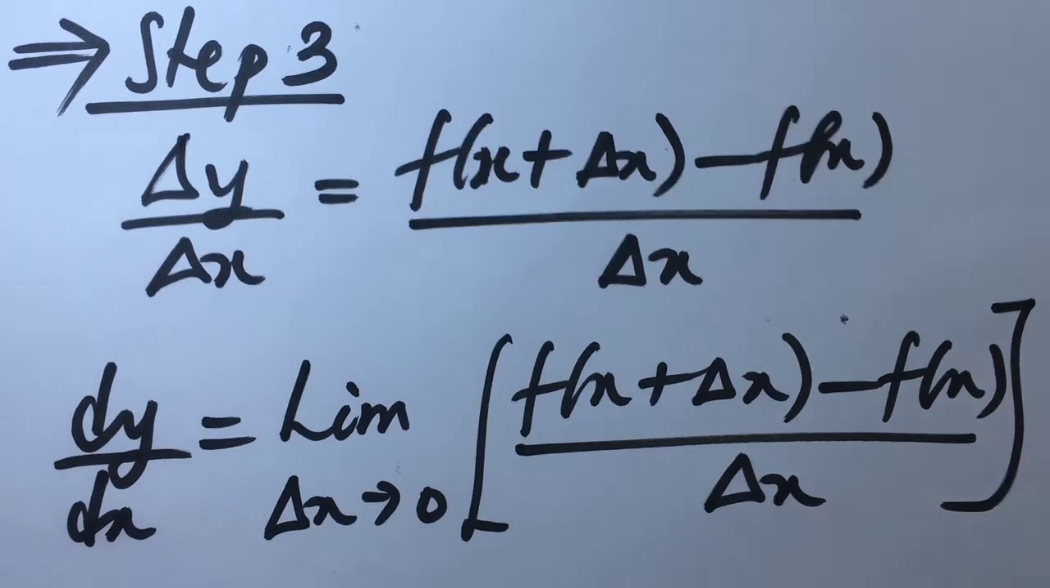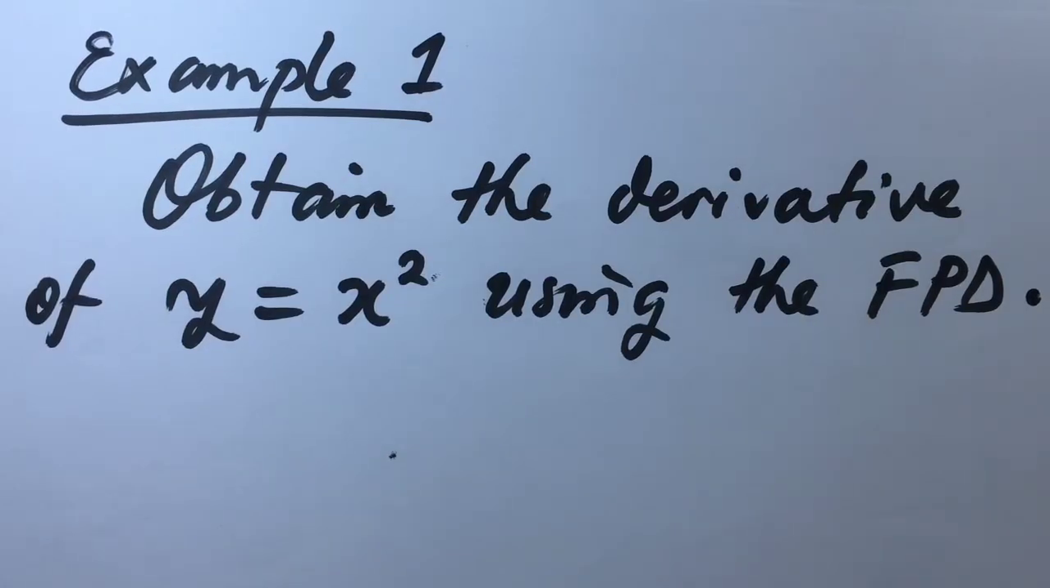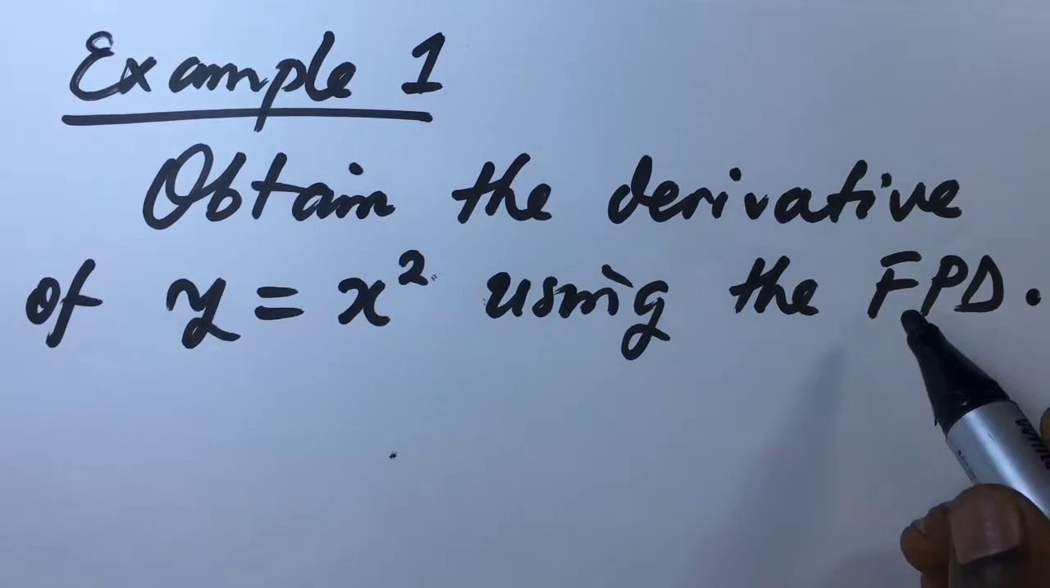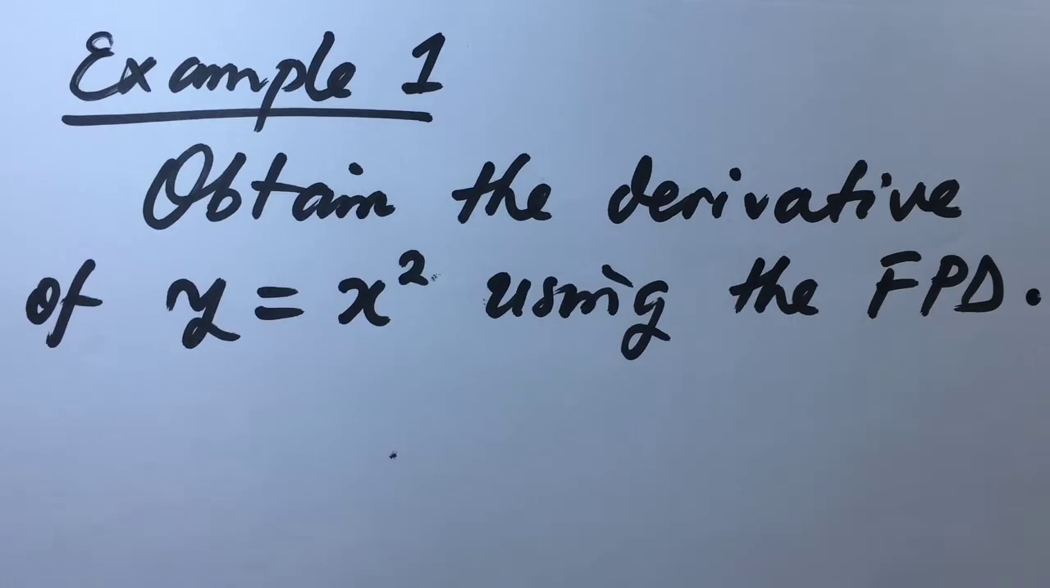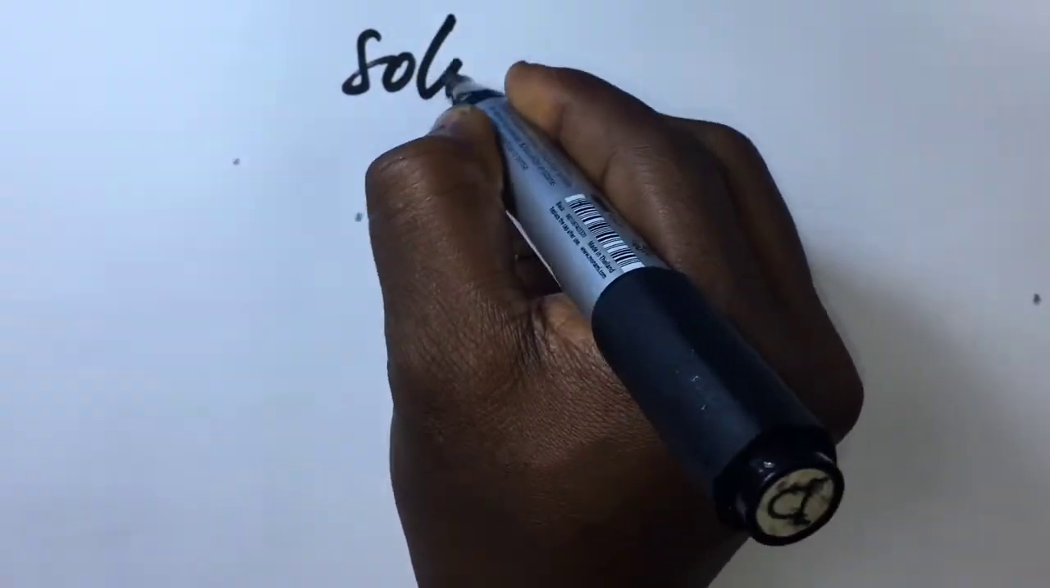So let's see. Now, as example 1, let us obtain the derivative of y equals x squared, a simple polynomial function, using the FPD, the first principle of differentiation. It is very simple. So what do we have to do? Let's start with the solution, using the steps.